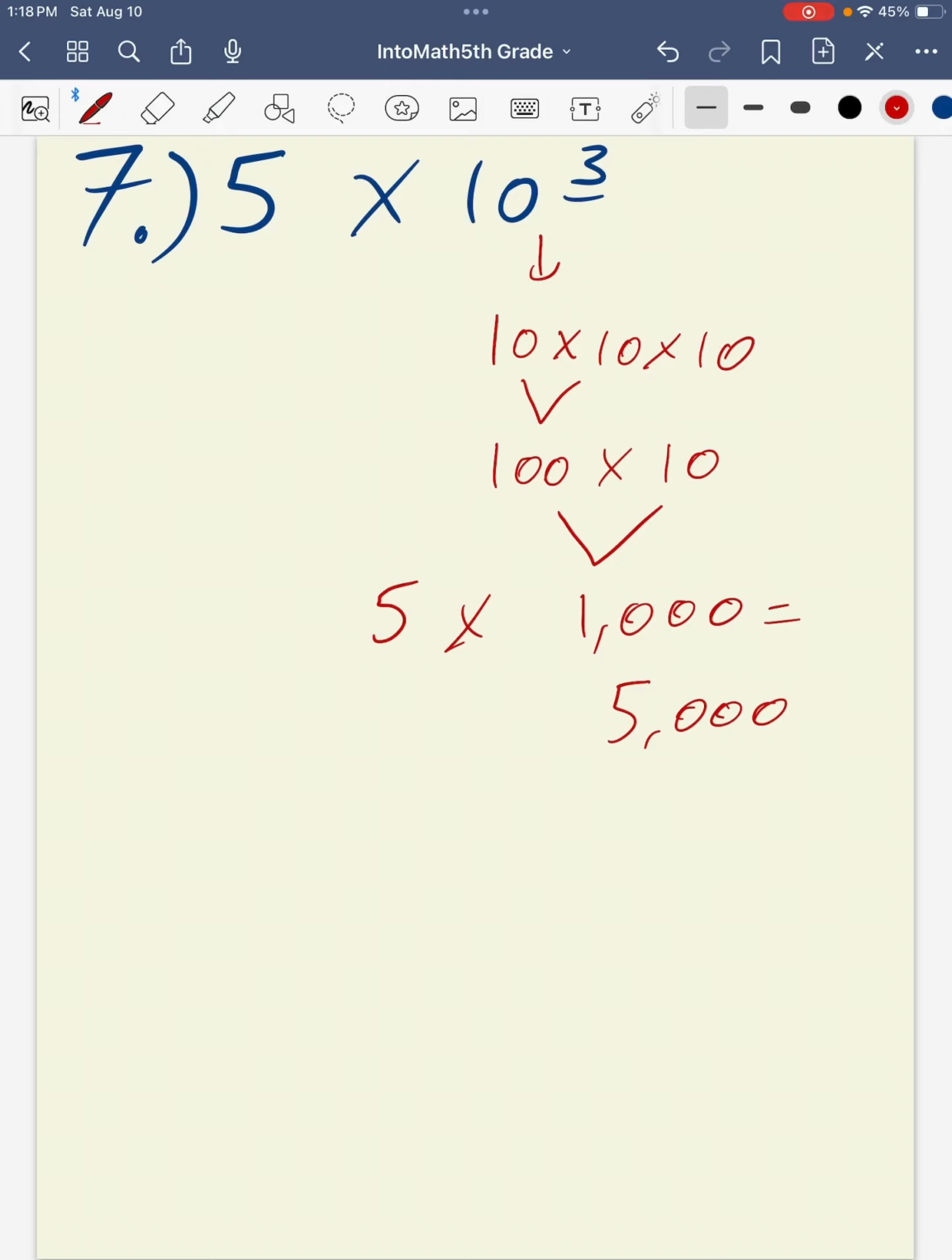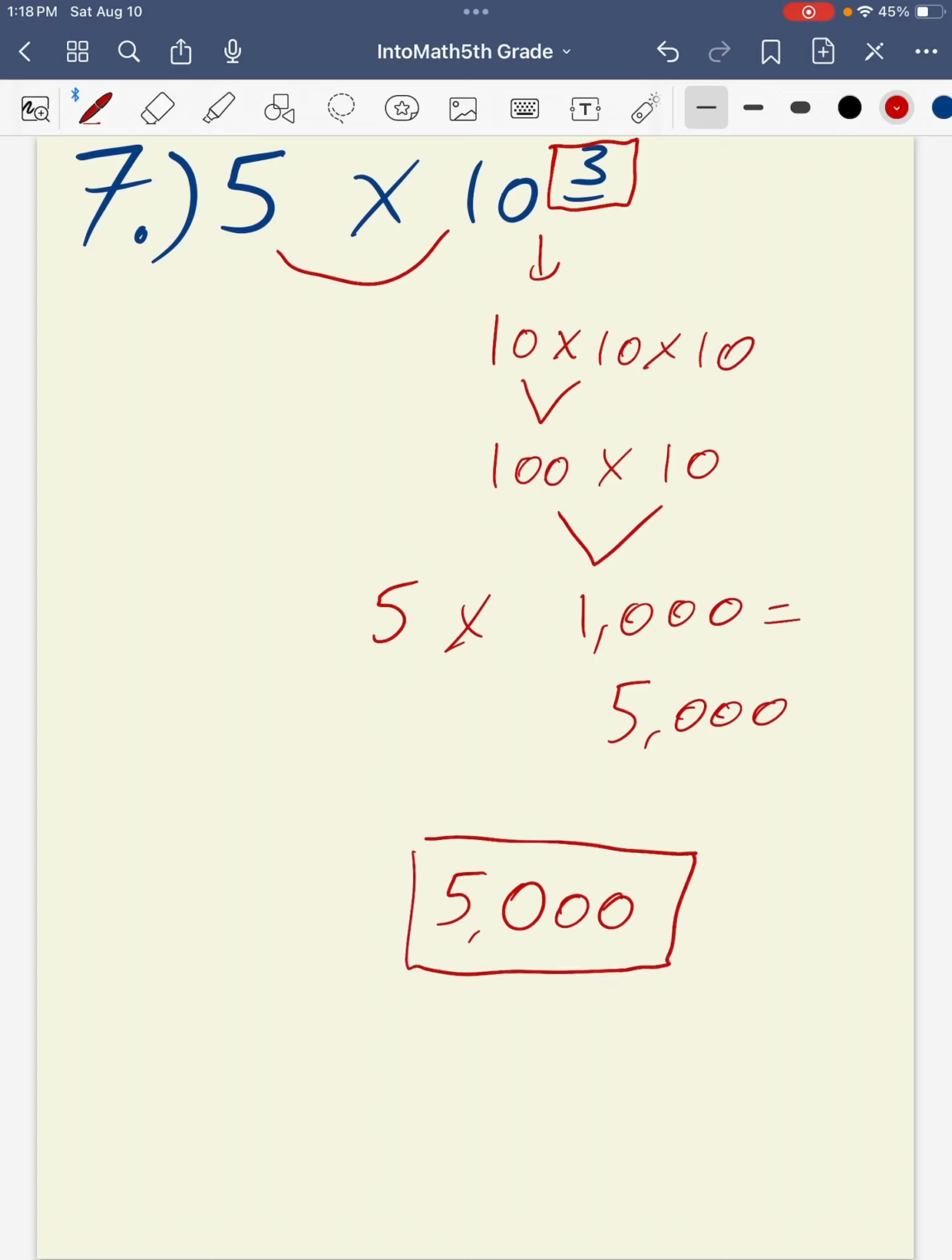Another way that I can examine this problem is if I look at my 3 as my exponent on my base 10. That tells me that I have 3 zeros. Then I multiply my first 2 numbers, 5 times 1, and that gives me a product of 5, for a total product of 5,000. Either way that we go about this problem, the solution is still 5,000.